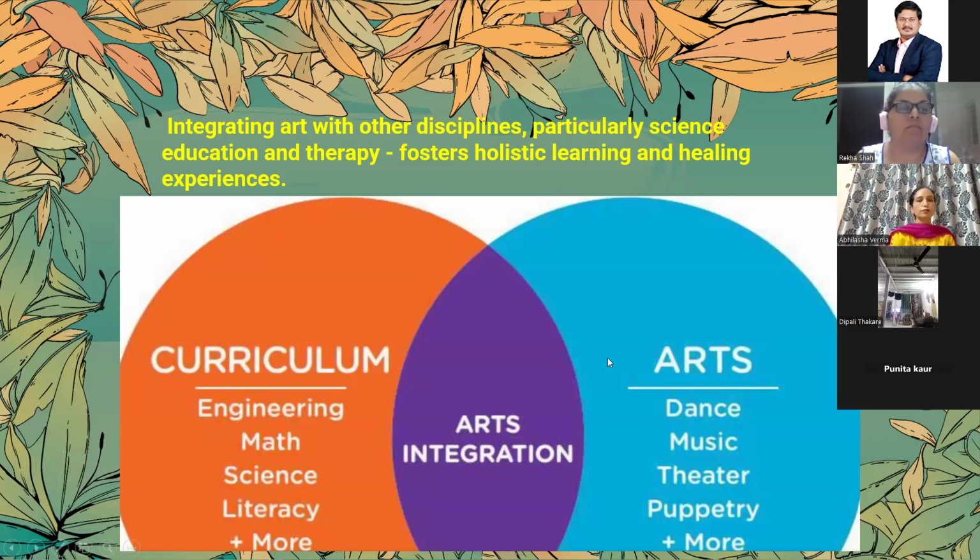Oh, thank you. So integrating art with other disciplines, particularly science, education, and therapy, fosters holistic learning and healing experiences. Art integration can be integrated with art like dance, music, theater, puppet shows, and in the curriculum, engineering, math, science, literacy, as we saw in the video also, how it can be done. So next slide, please.